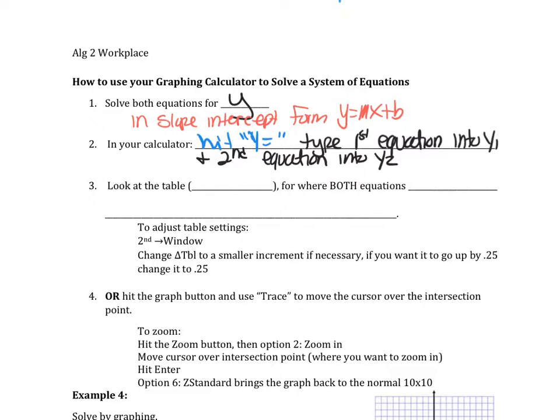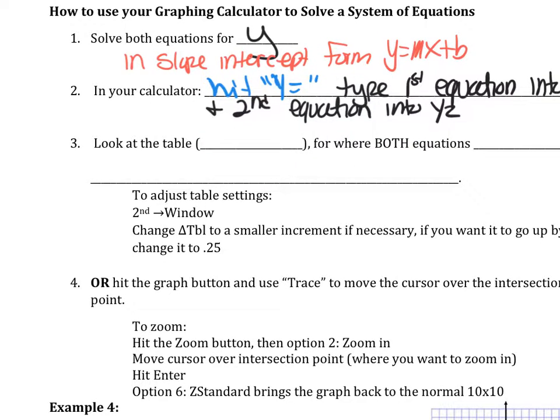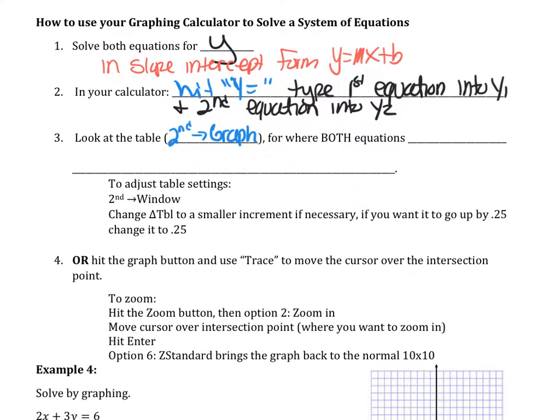Okay, so now once we've graphed it, again, it can be a little difficult to see exact points in the graph. So you can look at the table. If you remember how to get to the table, you hit the second button and then graph. So everybody hit second graph. And then in the table, to find our solution, you are looking for where both equations have the same y value.